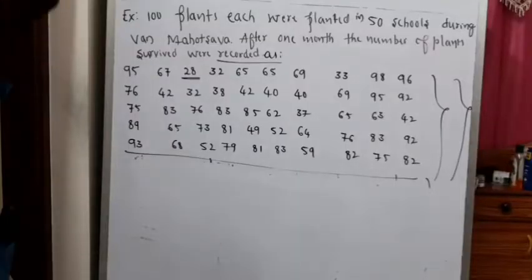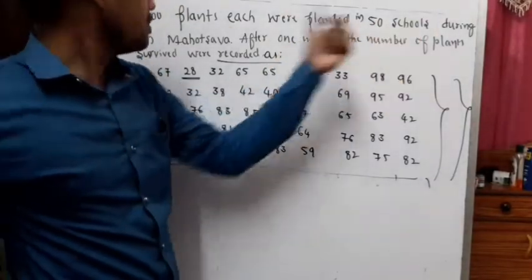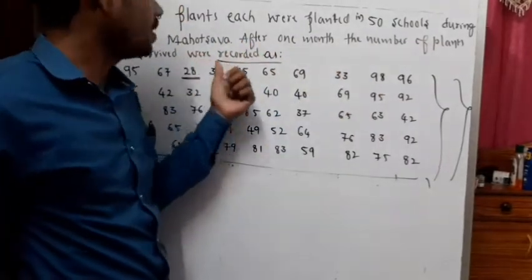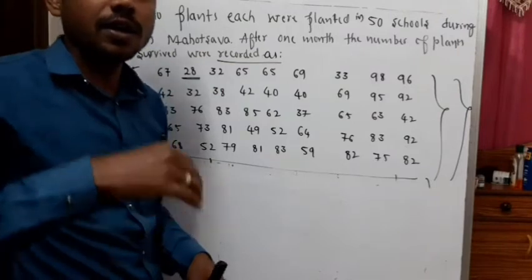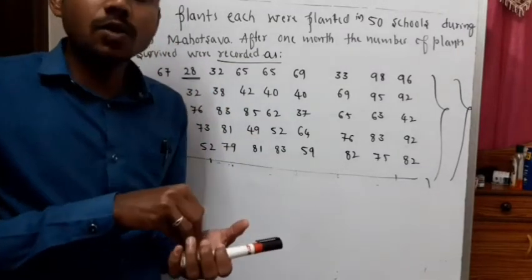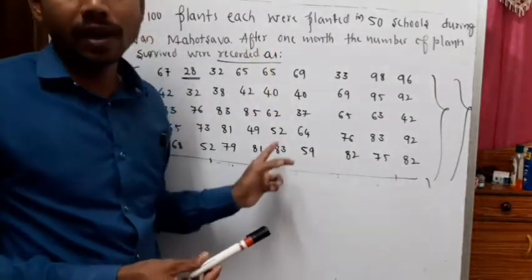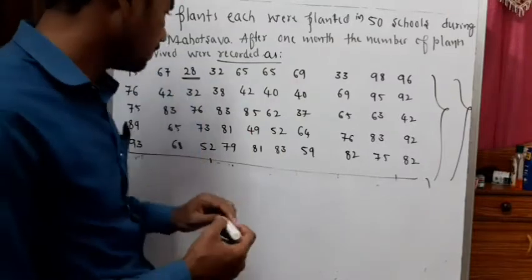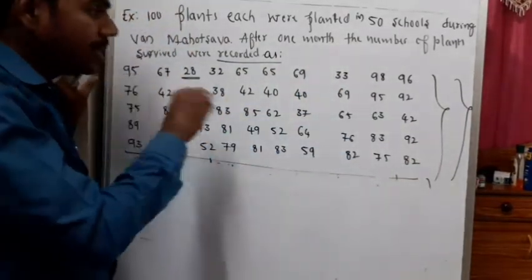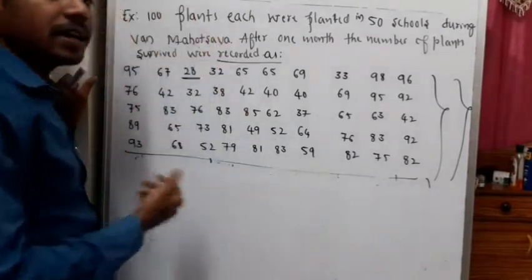So third example here: 100 plants each were planted in 50 schools during one Mahotsav. After 1 month, the number of plants survived were recorded. See, on the occasion of one Mahotsav, they planted 100 plants in each school across 50 schools. After 1 month, they went to check the survival rate across the 50 schools. Now, this is the data after recording. So we need to arrange this in a particular format so that it will be easy for us to analyze.